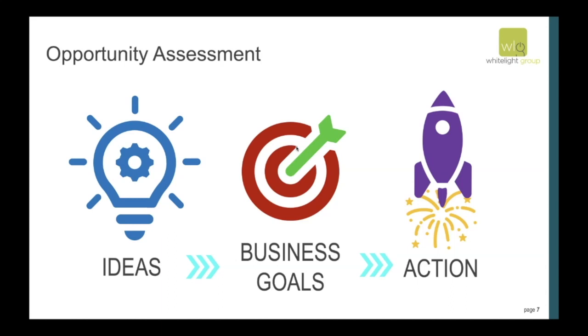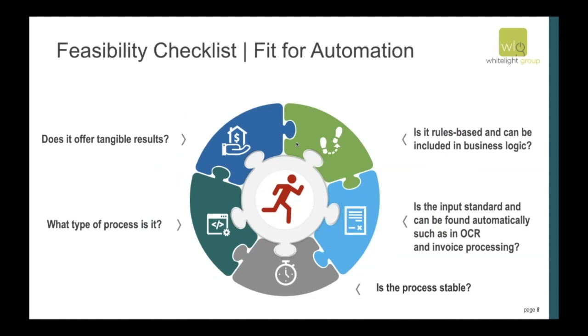So that allows you to take action to move on to the next step, which is a feasibility checklist or a fit for automation. So when looking at those ideas that you have now moved on to the next step, you want to identify, is there any tangible results that we're going to get from this? What type of process is it? Are we working closely with finance and HR? What's more important to our business? Is this process stable? So when you ask, is this process stable, this really takes you down the rabbit hole of business rules. So does this process have business rules?